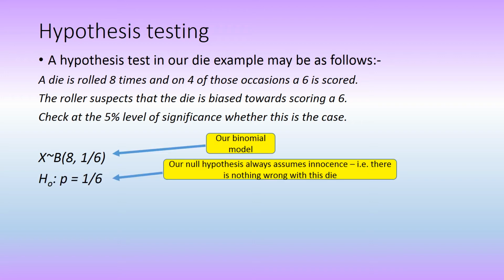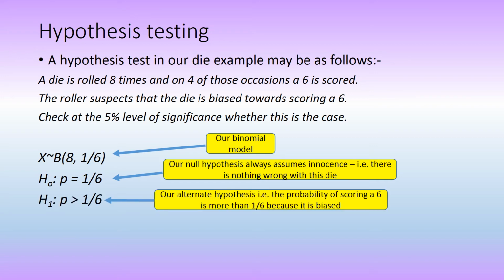Now here we have our null hypothesis, and we always have to write this here as well, and it always assumes innocence. So for example, that there is nothing wrong with the die and that it's normal, so the probability of getting a 6 is therefore 1/6. And then we come to our alternate hypothesis. Now in this case the roller suspected that the die was biased towards scoring a 6, and therefore our alternate hypothesis is that the probability of scoring a 6 is greater than 1/6.